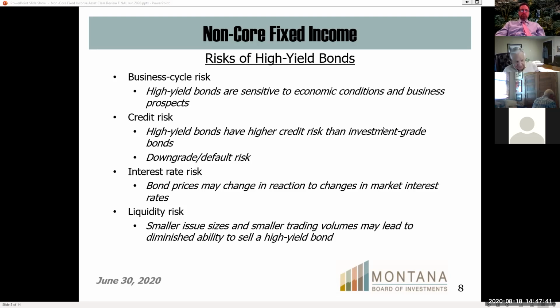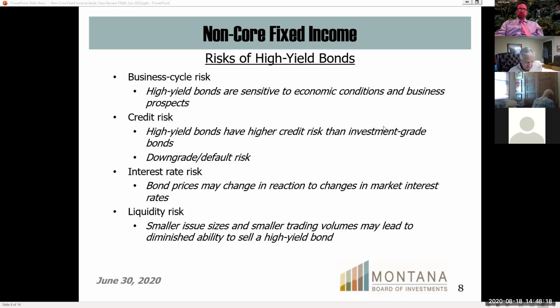Slide 8, some of the risks of high yield bonds. High yield bonds are more sensitive to ups and downs in the economy than investment grade bonds. Higher credit risk than investment grade bonds, for the reasons we mentioned earlier. Downgrade risk: typically we think of this as a factor for an investment grade bond that gets downgraded to high yield. But a downgrade for a high yield bond can also affect the price. Think of it as a negative signal or bad news that's being delivered to the market. Interest rate risk: rates go up, bond prices go down.